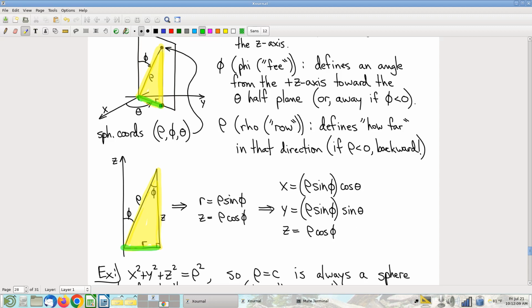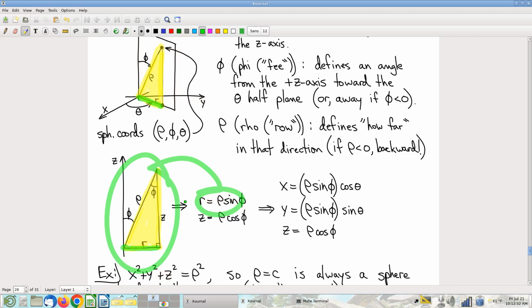It's our familiar cylindrical coordinate R. And the trigonometry of this picture tells us this equation right here, R equals rho sine phi. So make sure you know that one, R equals rho sine phi. Or said differently, make sure you can remind yourself of that one.